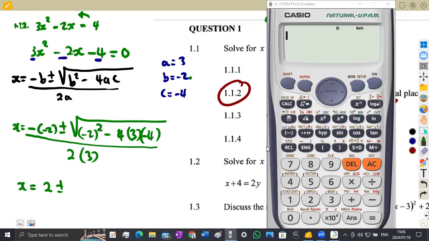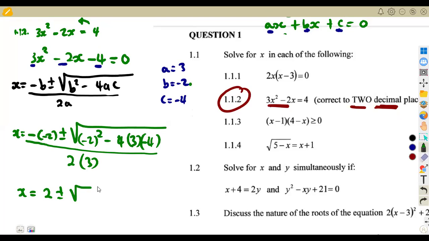On your calculator, this is just minus 2 squared. So we're going to have a bracket, minus 2 squared, minus 4 times 3, in this case, times a negative 4, like this. So this is going to give us 52. So we are going to obtain 52. So this is the square root of 52, everything over 2 times 3, which is 6.